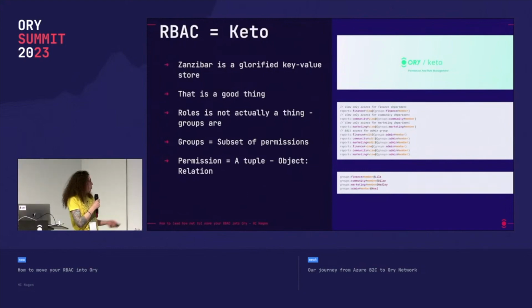And a permission is a tuple. It's an object and a relation. Can I do this with that? Again, very straightforward, very simple.